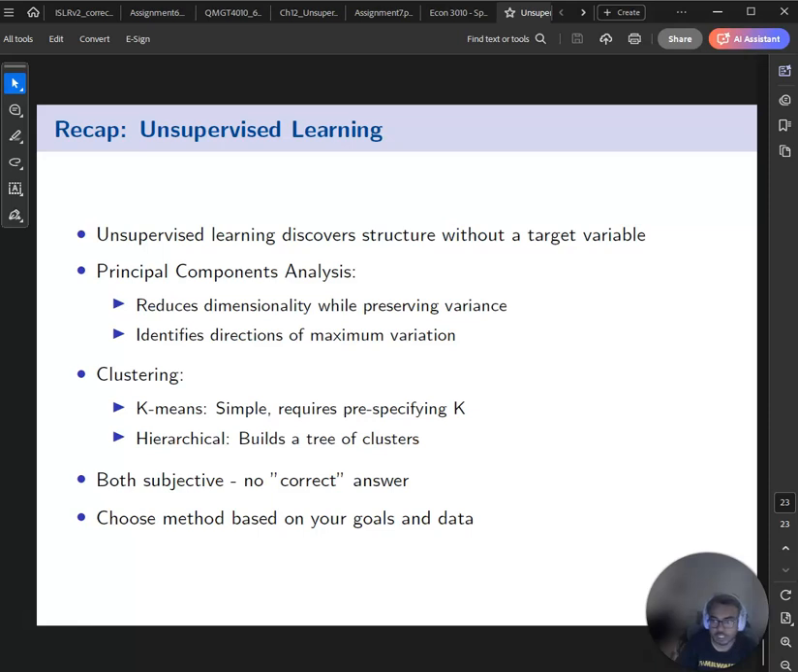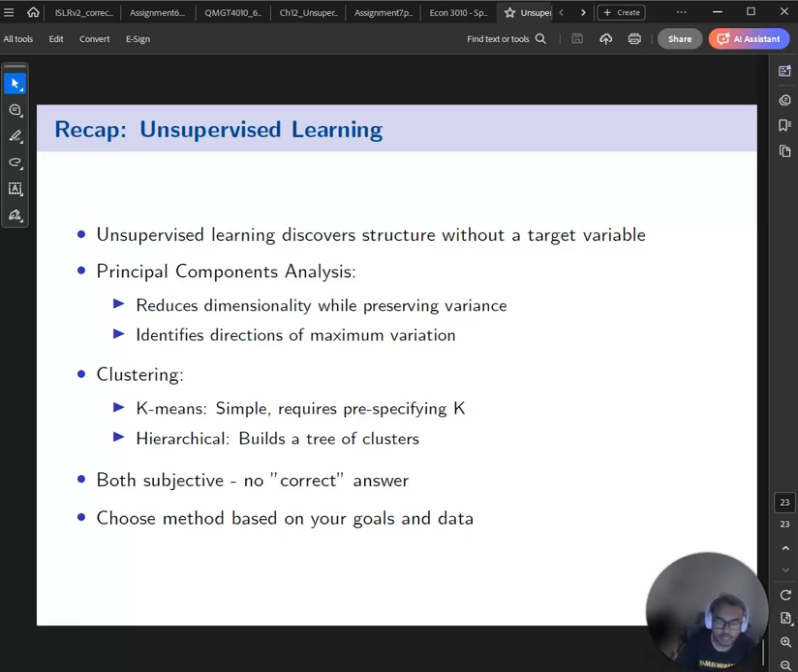We also explored clustering methods, K-means and hierarchical. K-means is a straightforward and efficient method but requires pre-specifying the number of clusters. Hierarchical clustering builds a tree of clusters, giving us a richer representation of how observations group together at different levels of similarity. An important point to remember is that unsupervised learning is inherently subjective. There is no single correct answer. Different approaches might yield different insights, all of which could be valid depending on your objective.